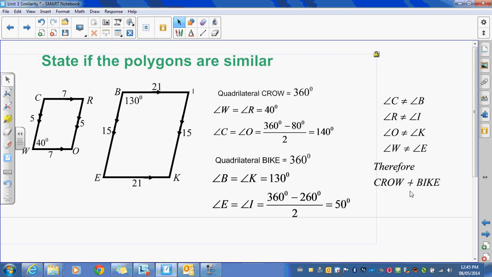Now take note of how we say not similar. So we use Mr. Squiggle with a line through him to show that these two figures are not similar. All right, so what did we do? Well, we went back and remembered that a quadrilateral contains 360 degrees. We had to also know that opposite angles in quadrilaterals are congruent. And with those two pieces of information, we were able to find our missing angles. And we were able to show that corresponding angles are not congruent. And therefore, these two polygons, crow and bike, are not similar.